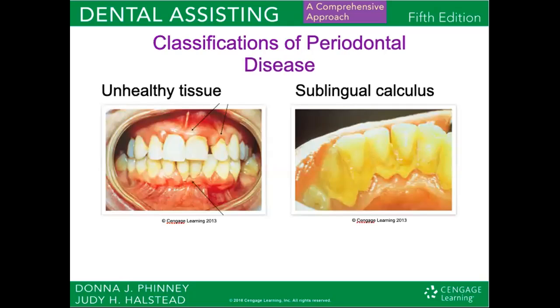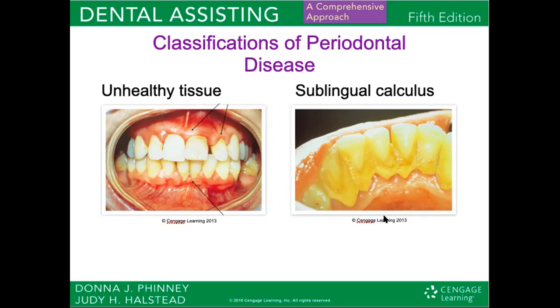These are just some pictures of some severe cases of advanced gingival inflammation and unhealthy gingival tissues, or lingual calculus. So on the left, we see an example of what unhealthy tissue looks like. We can see that the borders of the gingiva, or the gum tissue, are rolled and inflamed or swollen. We can also see that there is a lot of redness and puffiness in the gum tissue.